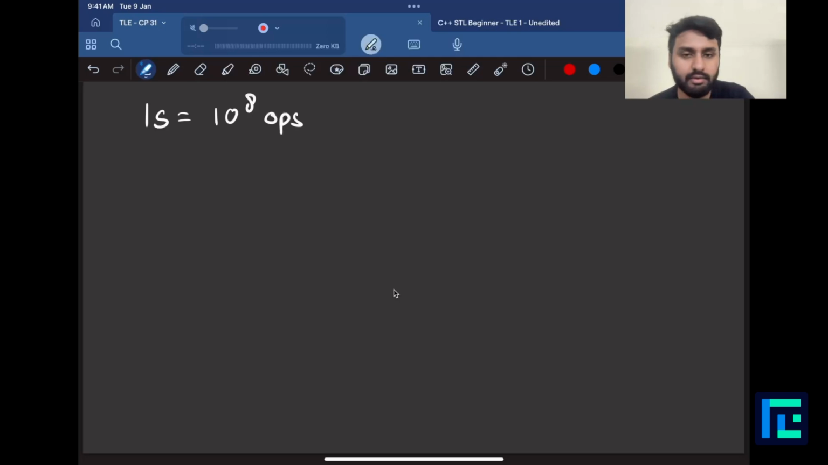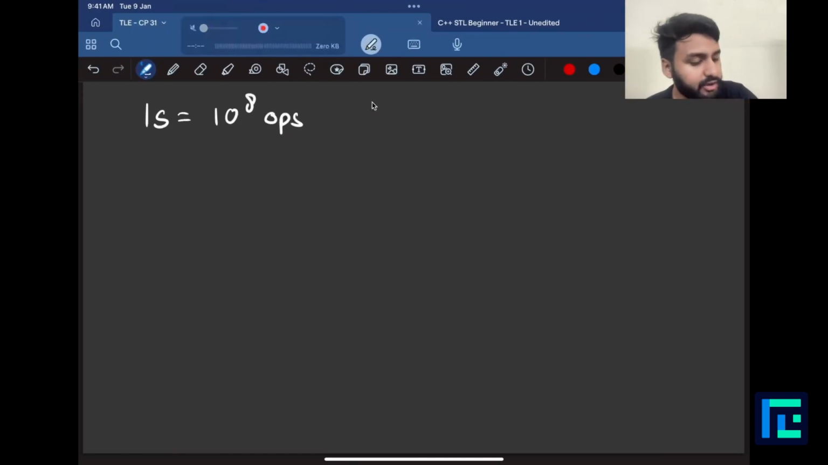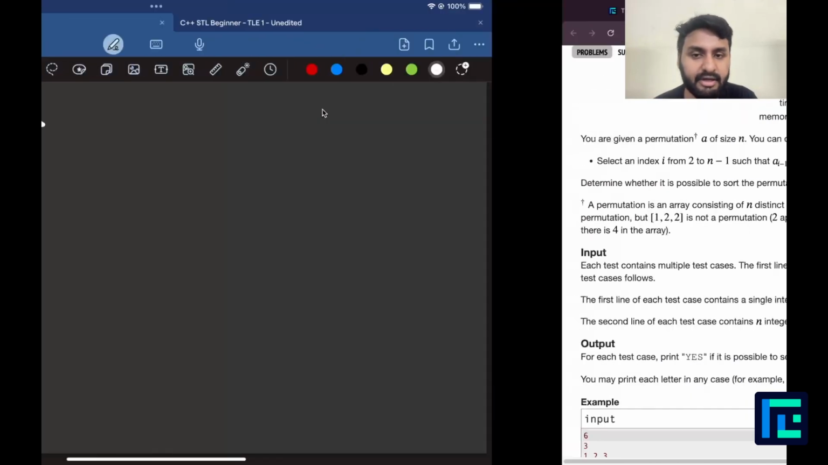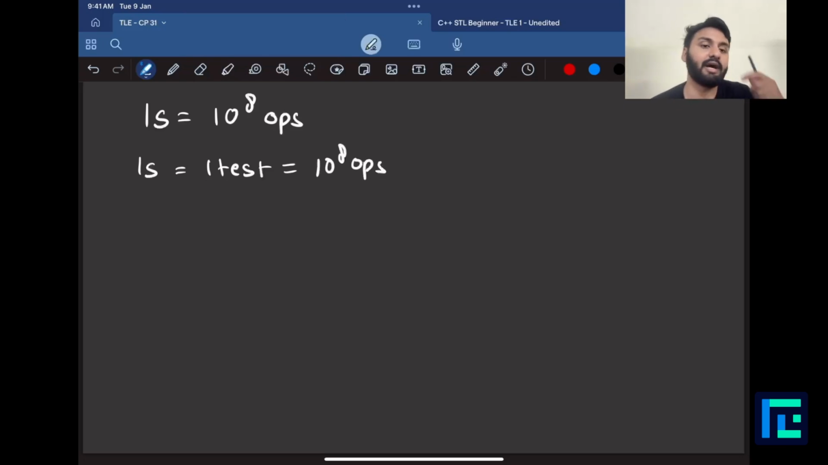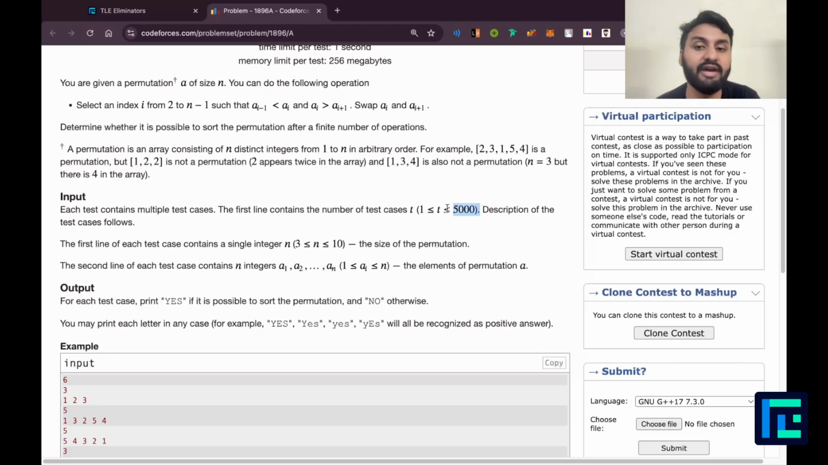Now, in this problem, I have been told that the time limit per test is 1 second. That means in 1 second, one test can be run, and in one test you have 10 power 8 elementary operations. So each test allows you 10 power 8 elementary operations. But in each and every test, there are multiple test cases, and the number of test cases is on the order of 5,000.